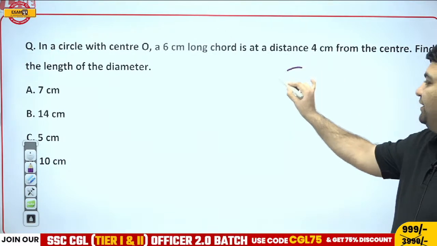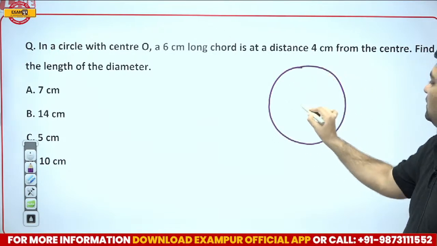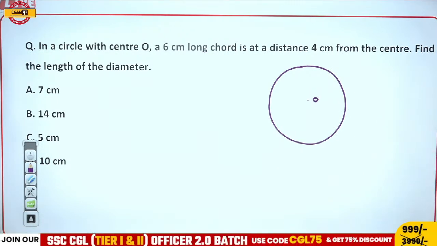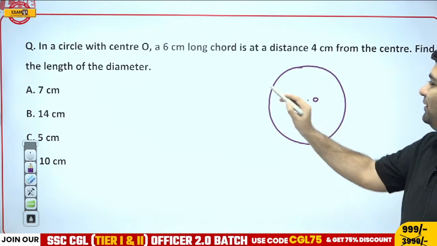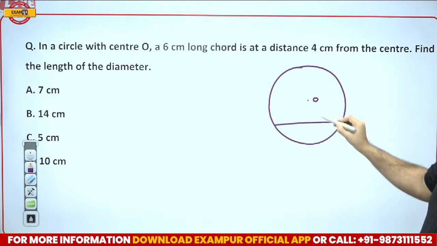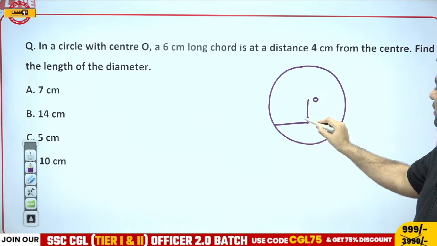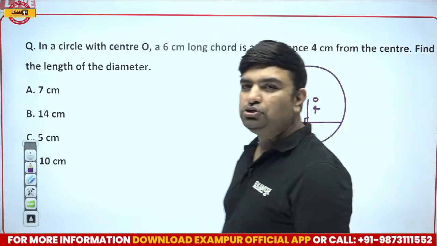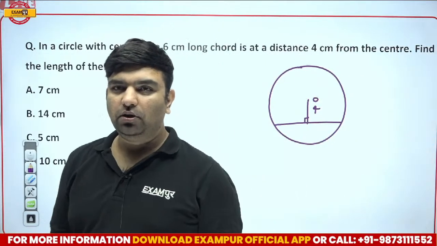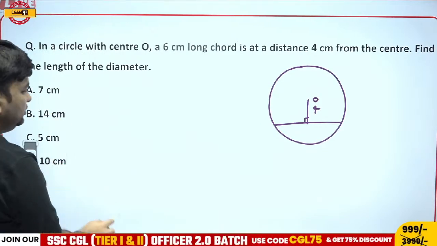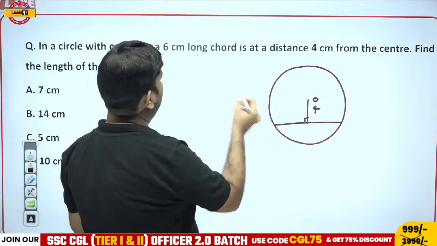In a circle with center O, a chord of length 6 meters is at a distance of 4 from the center. So when you draw a perpendicular from the center onto the chord, it will bisect the chord.